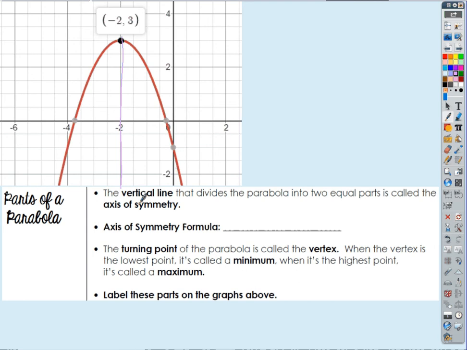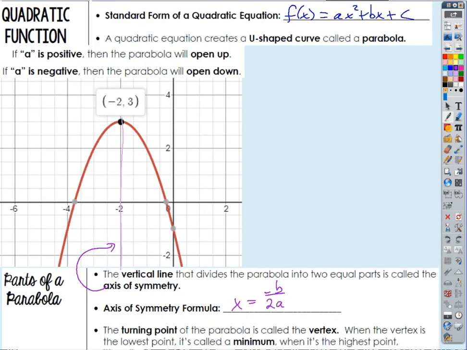The axis of symmetry, we call it, so let's label that. Here's our axis of symmetry, right there. The formula for the axis of symmetry is x equals negative b over 2a. What are the a and the b referring to? They're referring to the coefficients of x squared and x.